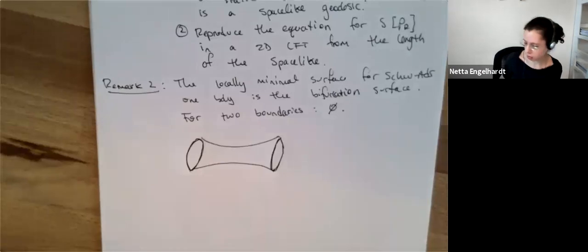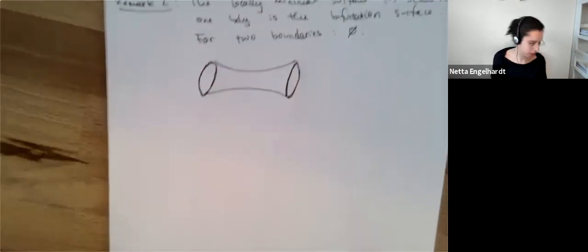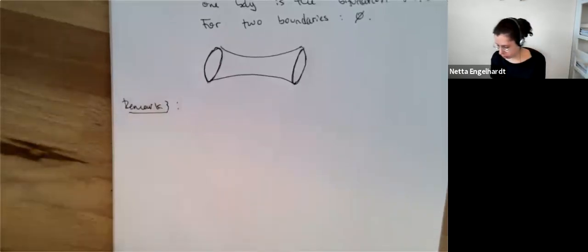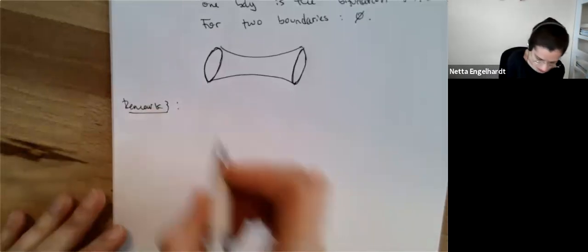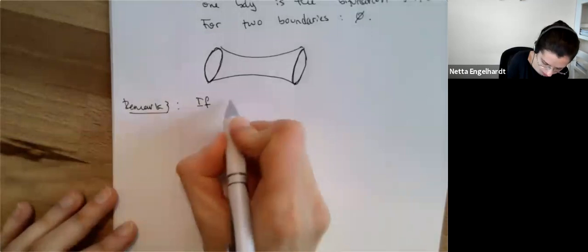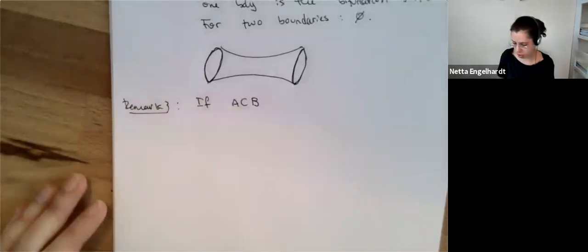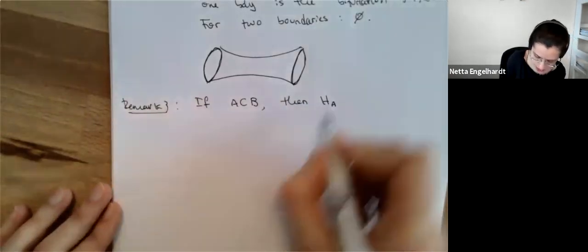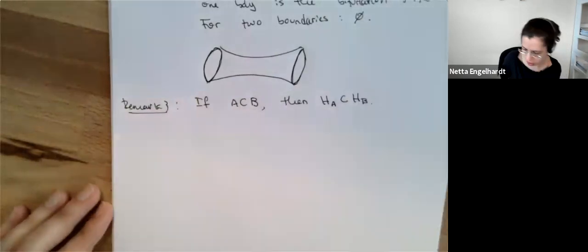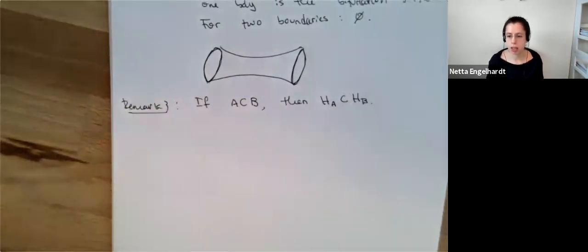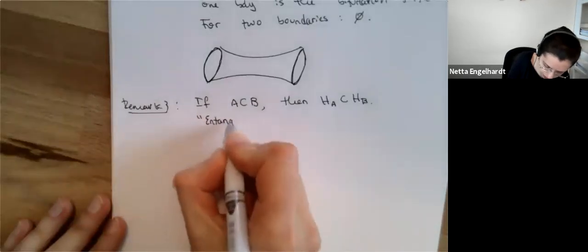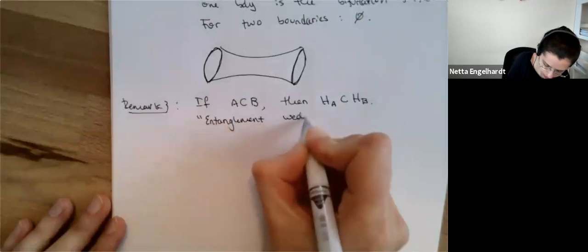All right, so let me use my last few minutes to make one more remark. Now I'm going to use two boundary regions, so I'll call them A and B. So A and B are boundary subregions, and if A is a subset of B, then H_A, the homology hypersurface of A, is going to be a subset of the homology hypersurface of B. And even though we haven't yet defined the entanglement wedge, this property turns out to be something that we'll define later when we define the entanglement wedge. It's called entanglement wedge nesting.